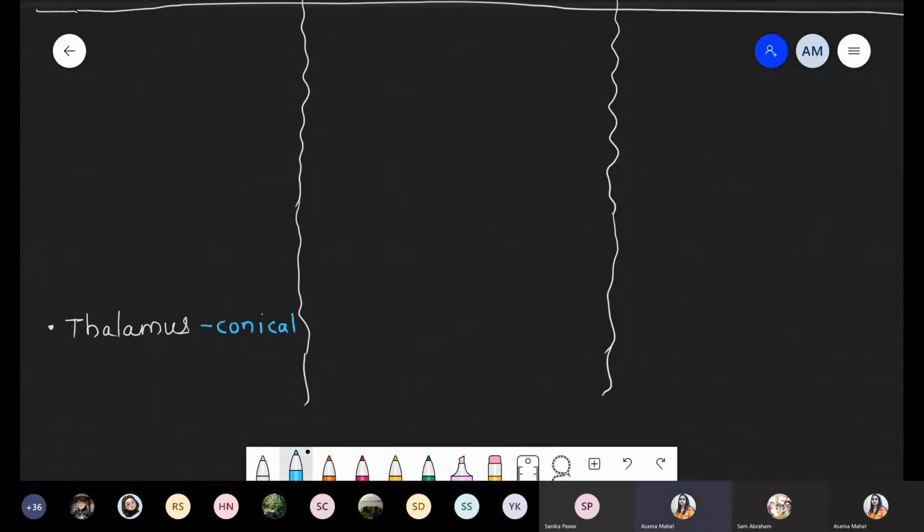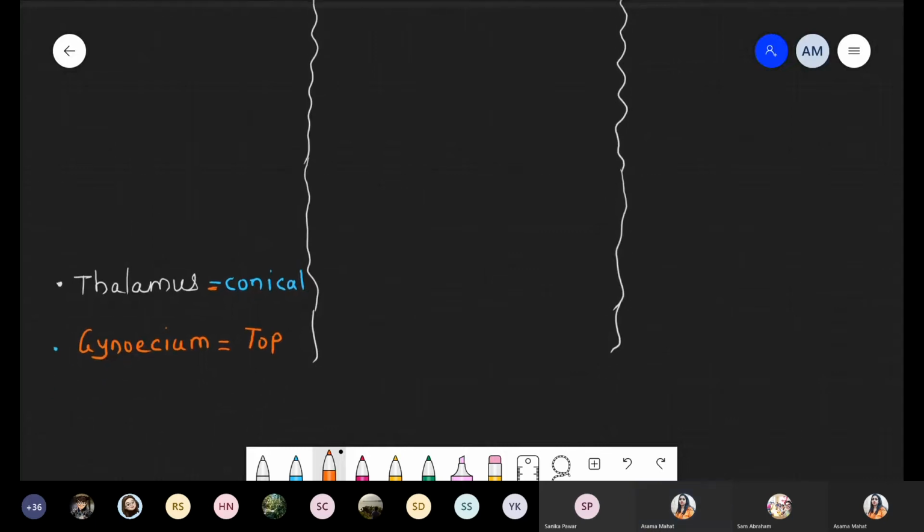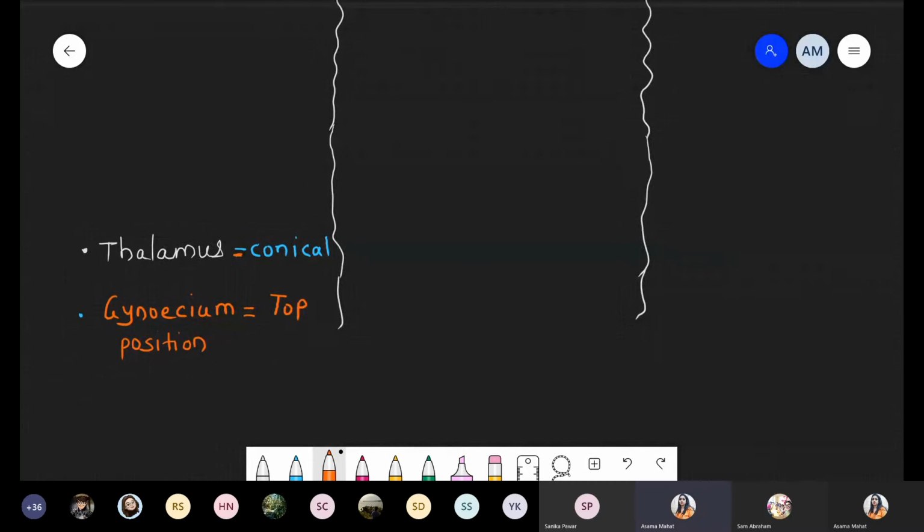Thalamus, basically, these are the conical shape. Now, second condition, T for the thalamus. Now, second, we are talking about gynoecium, the female reproductive part. Gynoecium is basically present on the top position. And such type of top position gynoecium is also called the superior ovary.